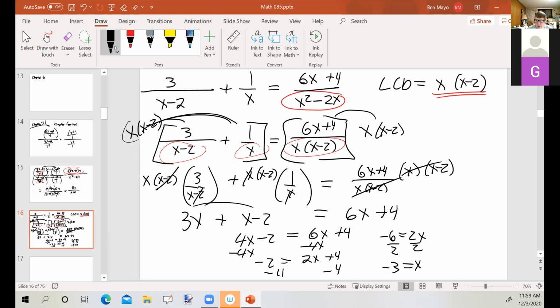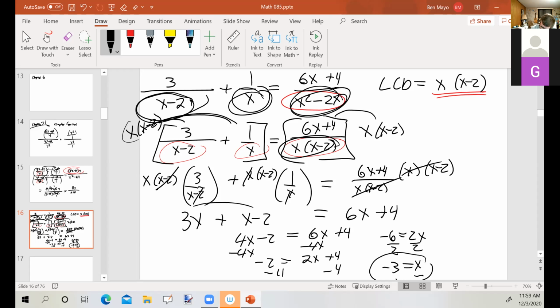Now, when I get to this point, I need to be careful, and I need to take this solution and plug it in to all the denominators to make sure it doesn't make something undefined. Here, if x was 2, we'd be in trouble, but negative 3 is fine. Here, if x was 0, we'd be in trouble, but negative 3 is fine.